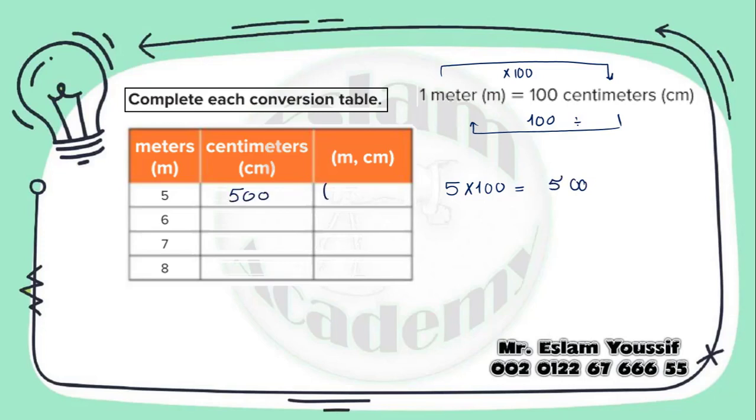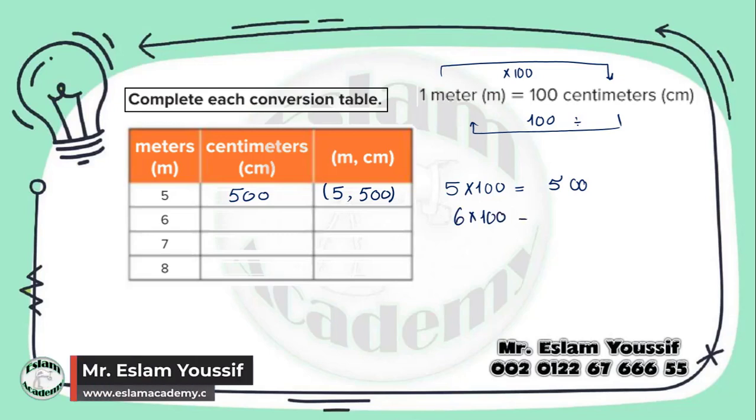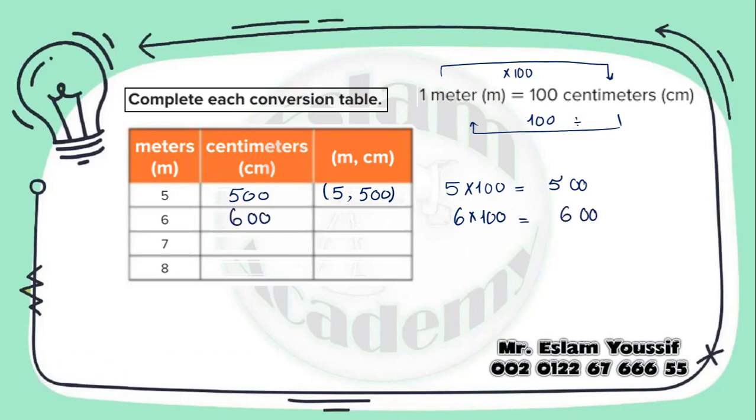So the ordered pair. The first number here will represent the number of meters, which is 5. And the second one is the number of centimeters, which is 500. Now 6. Just multiply it by 100, because we know for each 1 meter, it will be represented by 100 centimeters. Put the 2 zeros out. 6 multiplied by 1 will be equal to 6. So we have 600. Now just write 6 outside and 600 as the second number.